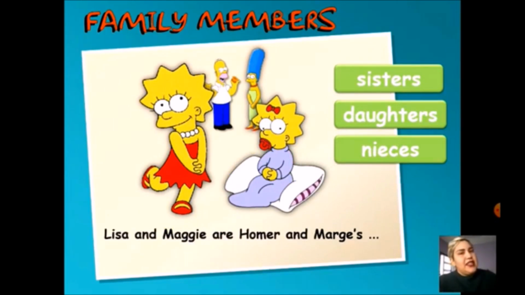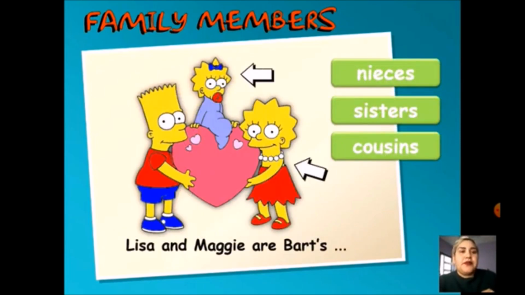Let's continue with more vocabulary. This is very easy. Lisa and Maggie are Homer and Marge's, and we have the options: sisters, daughters, nieces. What do you think? Lisa and Maggie are Homer and Marge's daughters. That's correct. Daughters. Okay, let's move on.